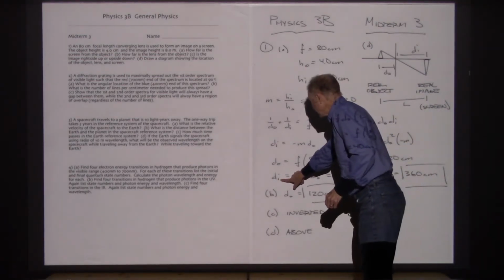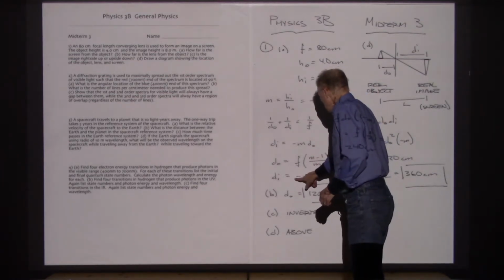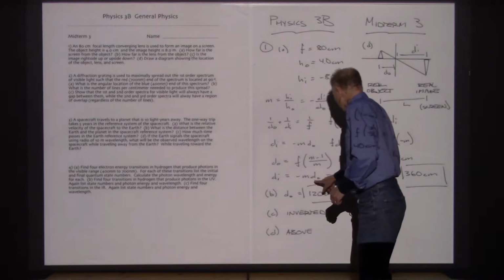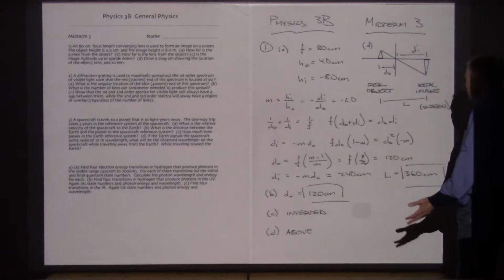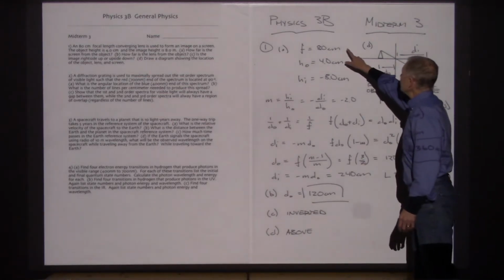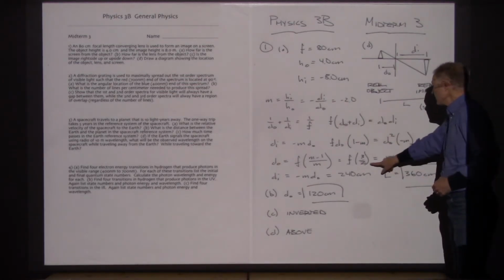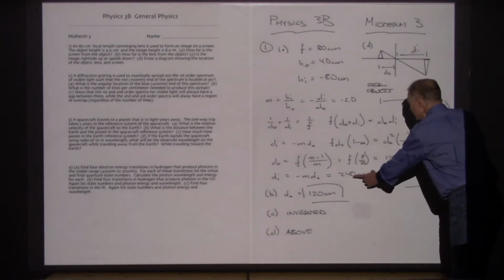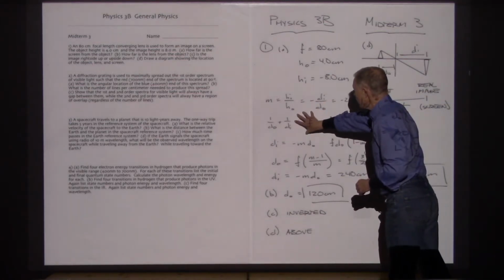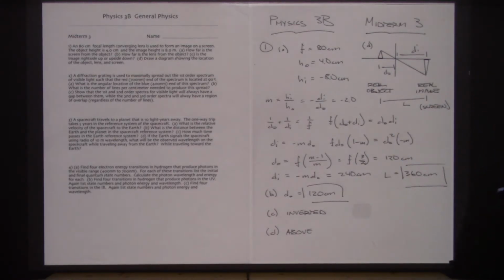DI needs to be equal to minus M times DO. The M was minus 2. So plugging into this gives me 240 centimeters. So it seems reasonable. I've got a focal length of 80. The object is outside the focal point on one side. The image is well outside the focal point on the other side. I can put these two numbers back into this formula and it works. So I've checked it, I've kind of reasoned through this, and everything seems to be checking out okay.